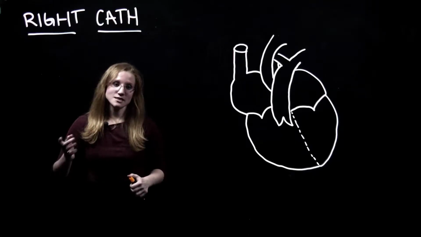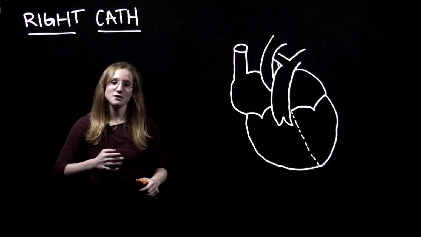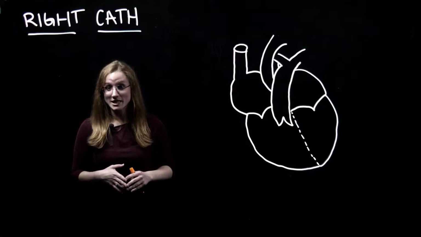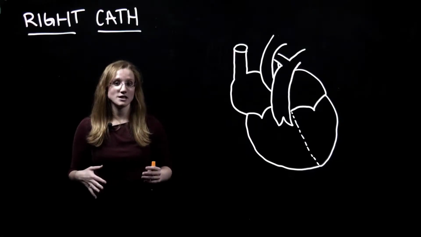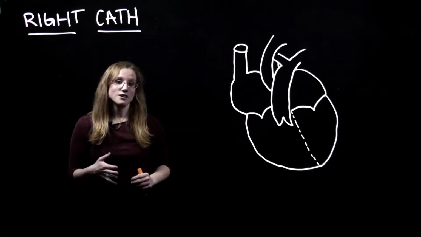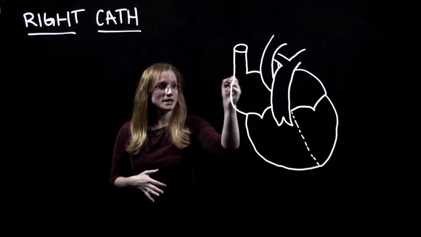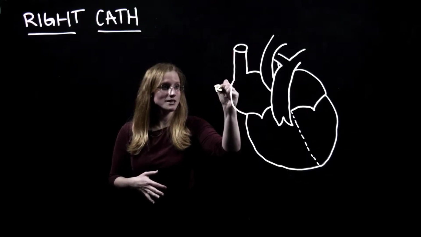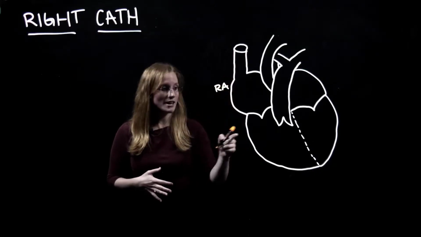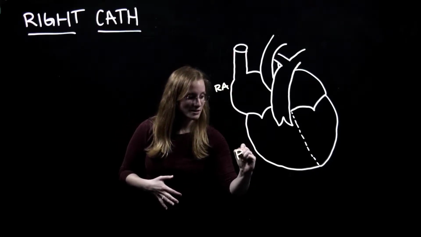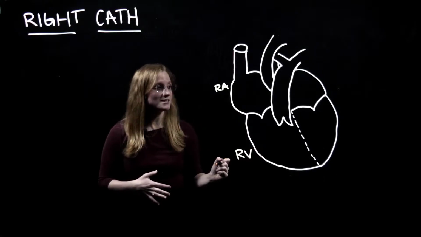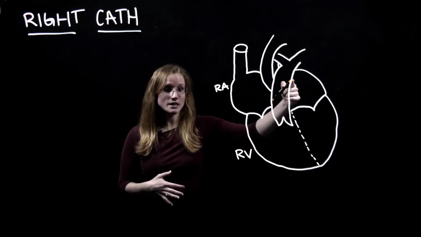Since this is the right heart catheterization, I'm going to take you through exactly how the catheter goes into the heart first, and then we'll talk about the numbers and the measurements we get. But just a quick review, I have a heart drawn up here, and this is our right atrium right here. And then we have our right ventricle. And this is going to be our pulmonary artery.